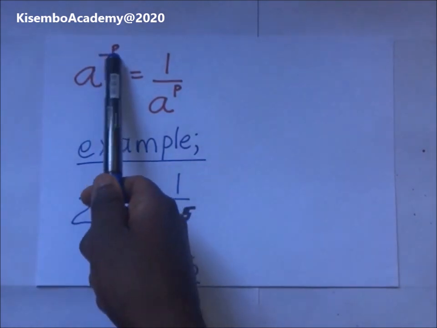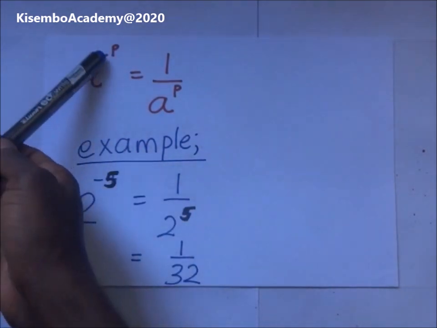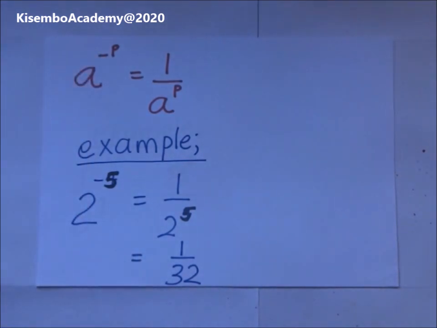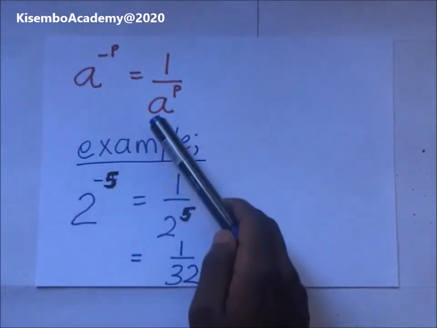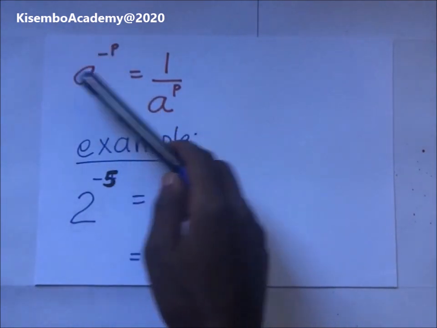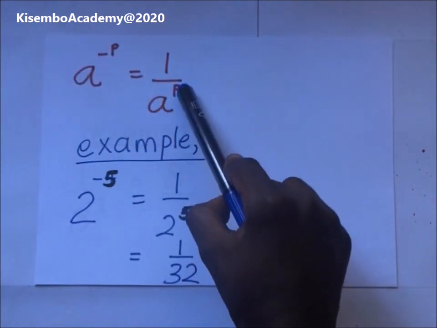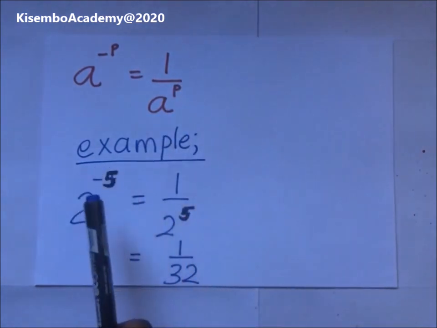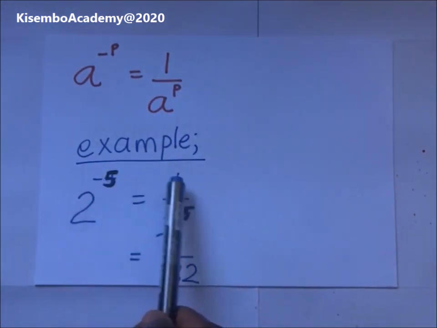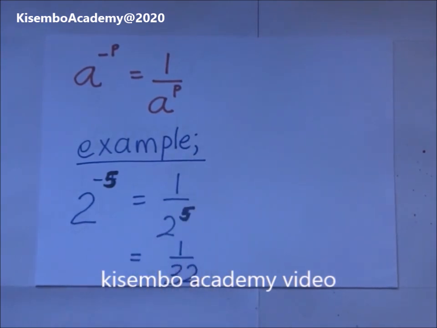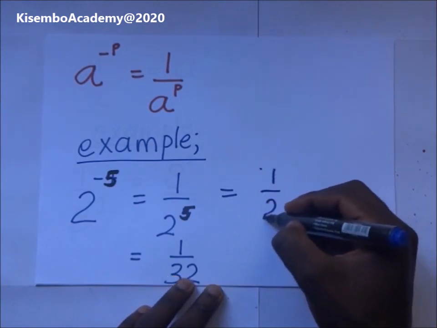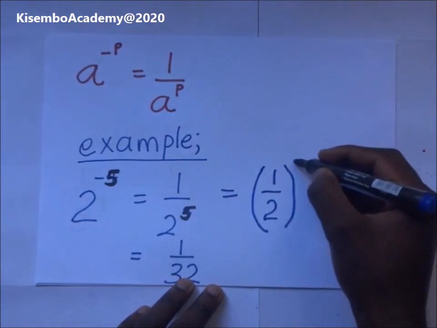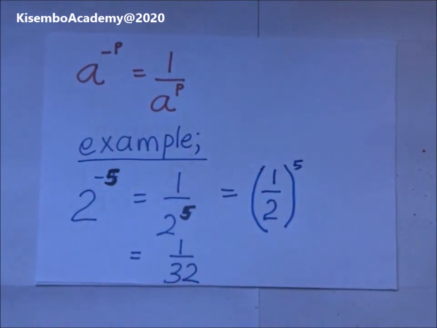And then we have a to the power negative p. Now that negative serves to represent the inverse, or the reciprocal of a. So a to the power negative p, to be able to remove that negative, means that you put this a in the denominator, so it's going to be 1 over a to the power p. For example, 2 to the power negative 5 gives us 1 over 2 to the power 5, which is 1 over 32. Or this is the same as saying 1 over 2, and this whole thing is to the power 5. It's the same.